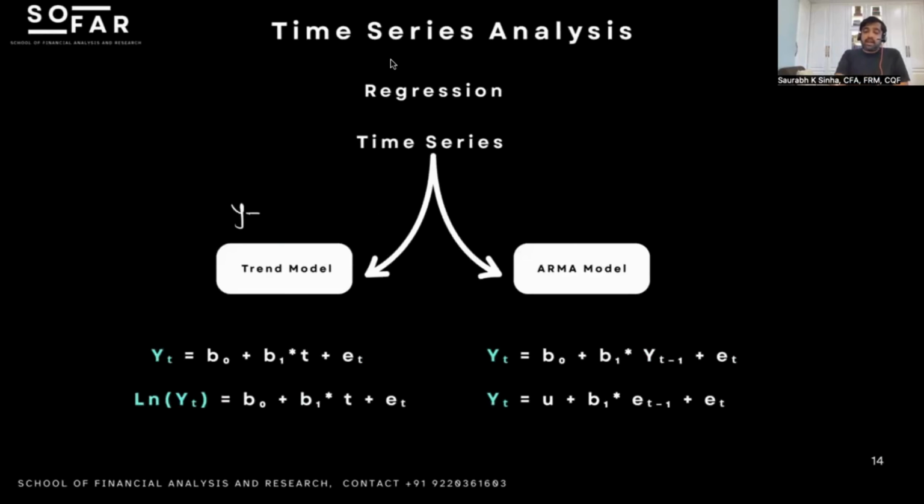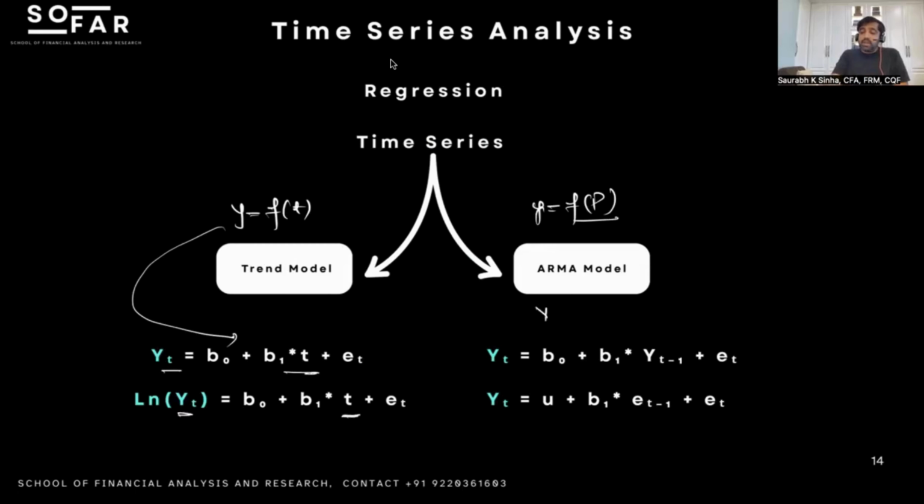When I can write directly y is a function of time, perfect. That is a trend model. When I cannot write y directly as a function of time, but y is a function of past values, then that is the ARMA model. I can write y as a function of time, I can directly write time. That is a trend model.